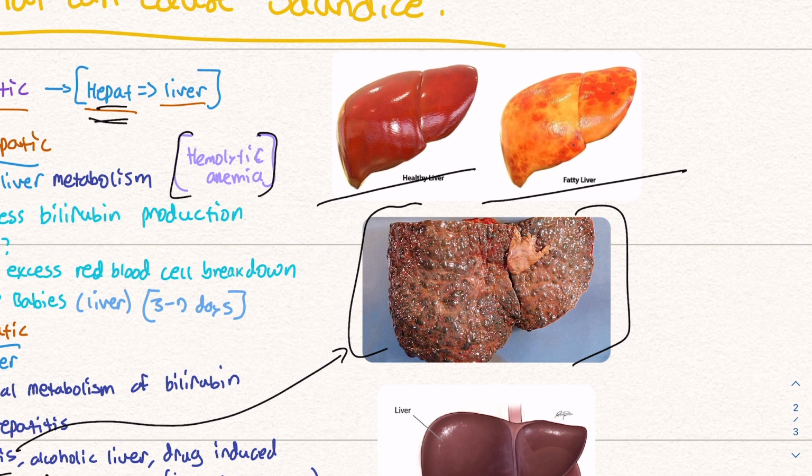This is another stage in alcoholic liver disease. These two right here can happen if you consume too much alcohol. I believe fatty liver is much, much more common.